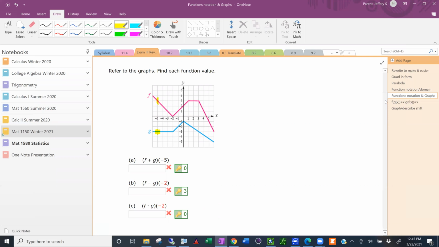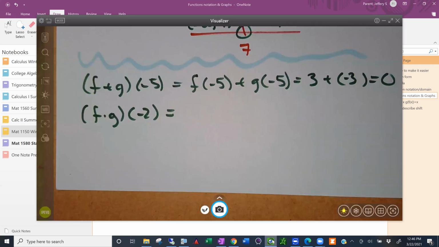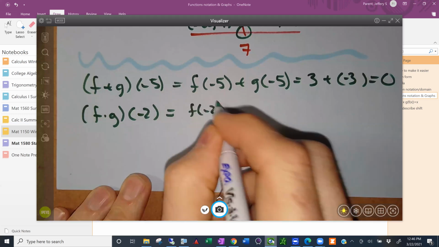I did have somebody in my morning class that was struggling a little bit with one of the other problems. I'm not sure exactly what could have been the problem, but it could have been something like part C here. The thing you have to be careful about is the symbol between these two things. That's a times. So that really means f of -2 times g of -2.